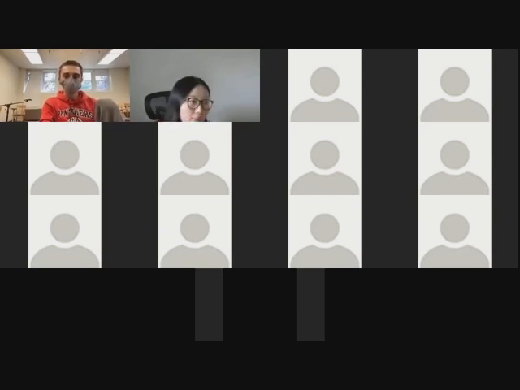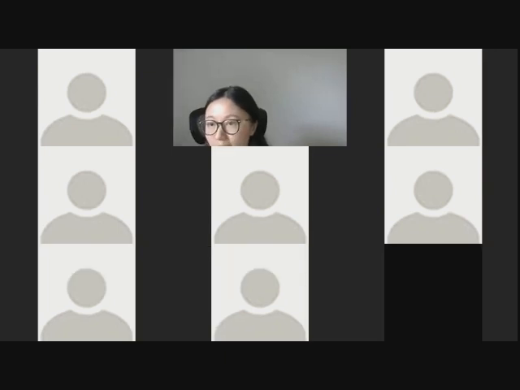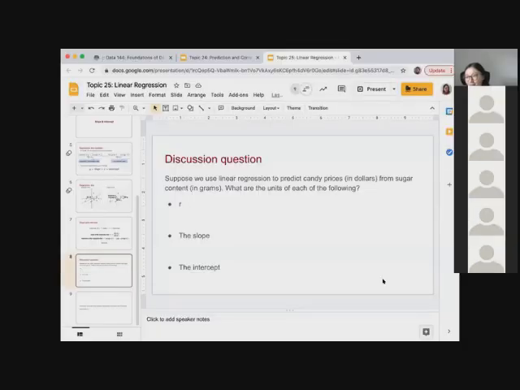So let me bring you back to the breakout room. Let me start. Definitely looking forward to having volunteers talking about this. We can start with the discussion question first and then move back to the two expressions.